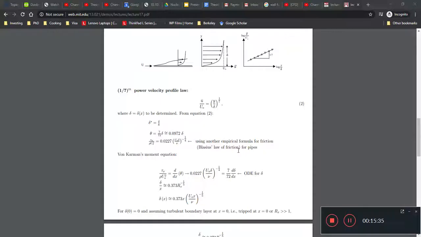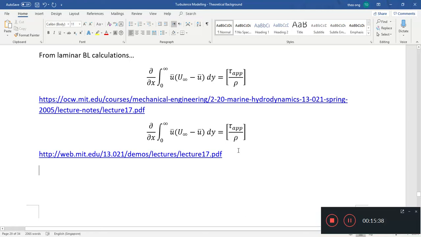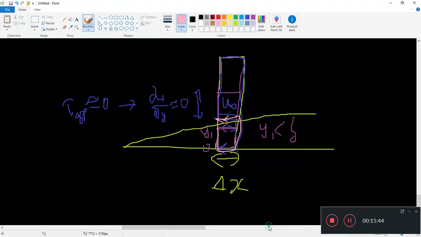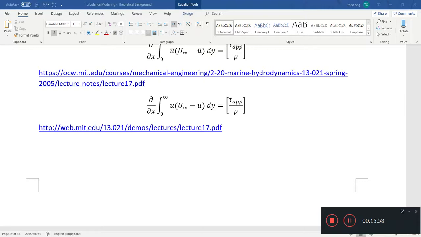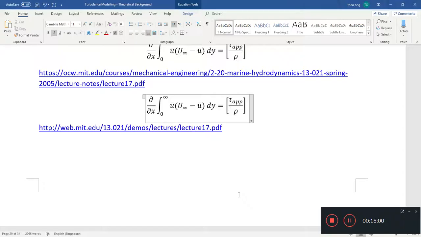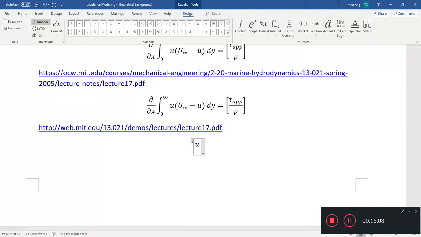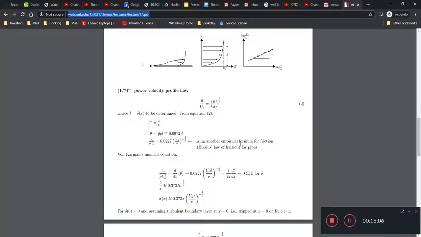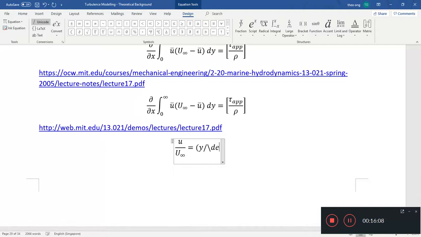Okay, so this is from experiments: if we integrate not just across the boundary layer, but over the whole flow, we will get this flow profile. So the 1/7th power law is something like this: u over u infinity equals y over delta to the power 1 over 7, where delta is the thickness of the boundary layer.